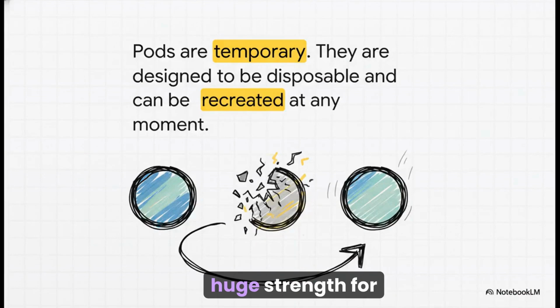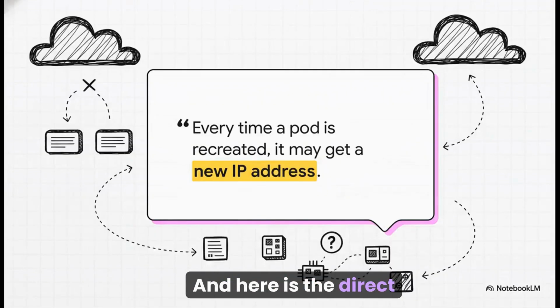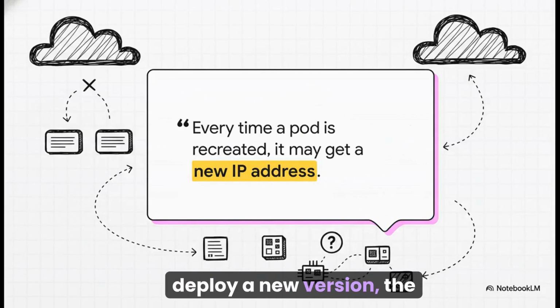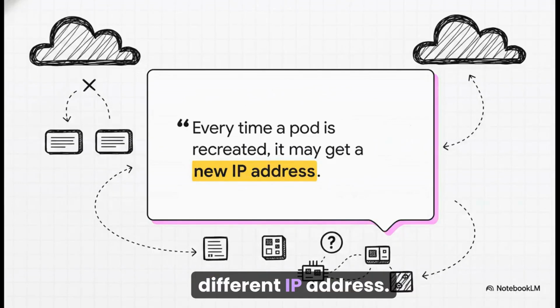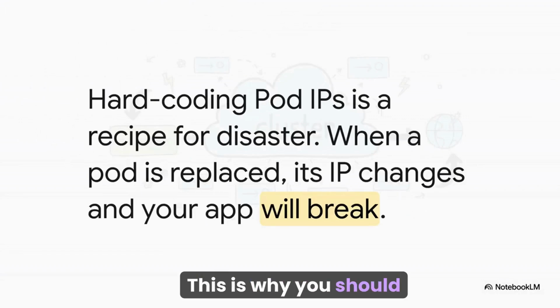Now, this is actually a huge strength for building resilient apps, but for networking, it creates a massive headache. And here is the direct consequence of that design. Every single time a pod crashes, or gets rescheduled, or you deploy a new version, the old one is destroyed and a new one is created. And that new pod, it gets a brand new, completely different IP address.